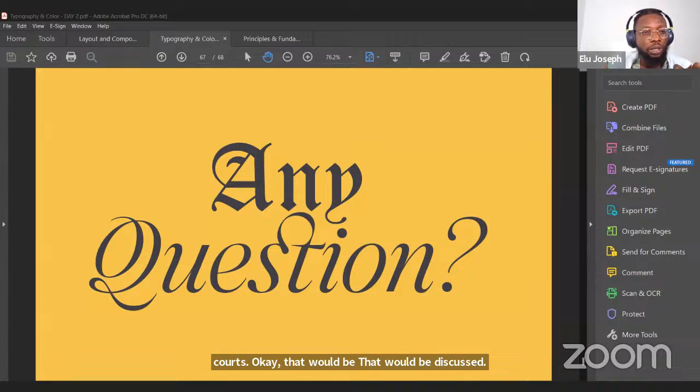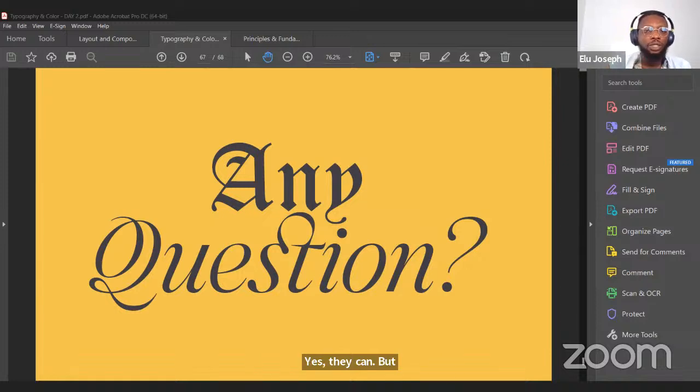Thank you so much. Can non-raster images be rasterized? Yes, they can. But when they become rasterized, it just means that when you zoom in or zoom out, they become blurry. You get it?